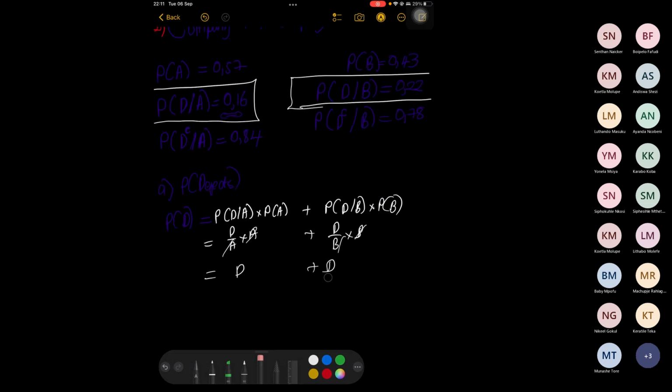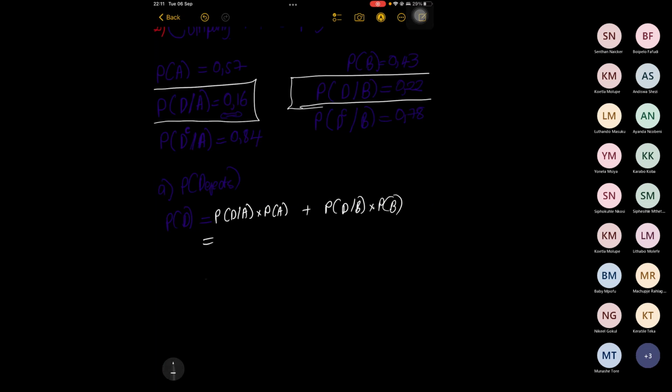So, having done this, you already have these probabilities. D given A is 0.16. Then what's the probability of A? 0.57. Then plus D given B, which is 0.22, times what's B?